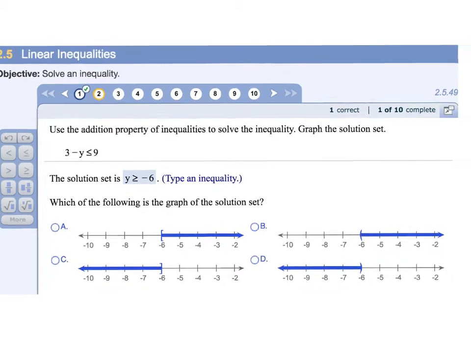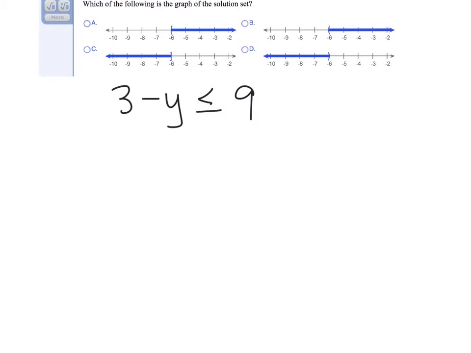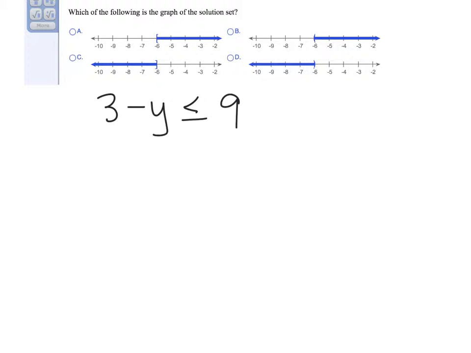All right, we're going to do that again, different problem. So we've got, let's see, we've got 3 minus y is less than or equal to 9. So the first thing we've got to do is solve for this inequality. Now, remember, this 3 is a positive 3. And so if I want to get y all by itself, first thing I have to do is subtract both sides by 3, because plus 3 minus 3, that's 0. So we end up with negative y is less than or equal to 6. All right, because 9 minus 3 is 6.